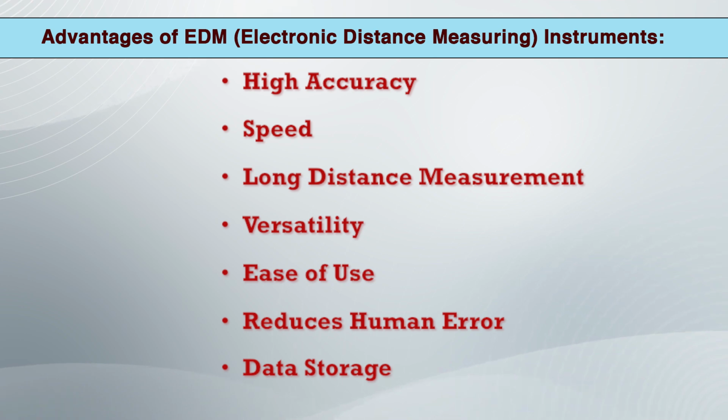The second advantage of EDM is fast data collection, resulting in savings in the field work. The third advantage of EDM is long distance measurement. EDM is capable of measuring long distance between 2 points, sometimes several kilometers, with high accuracy. Versatility: it works in various environments including rugged or obstructed terrain.